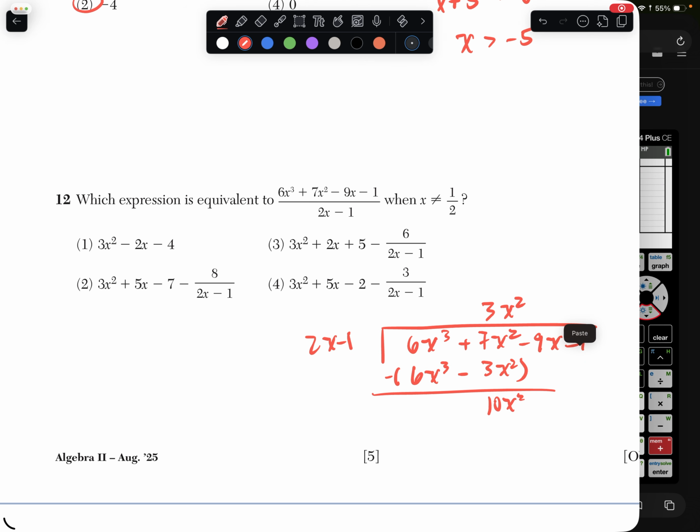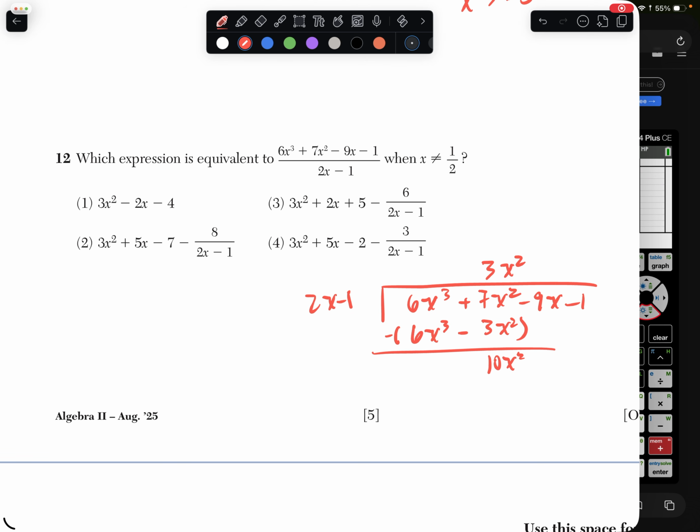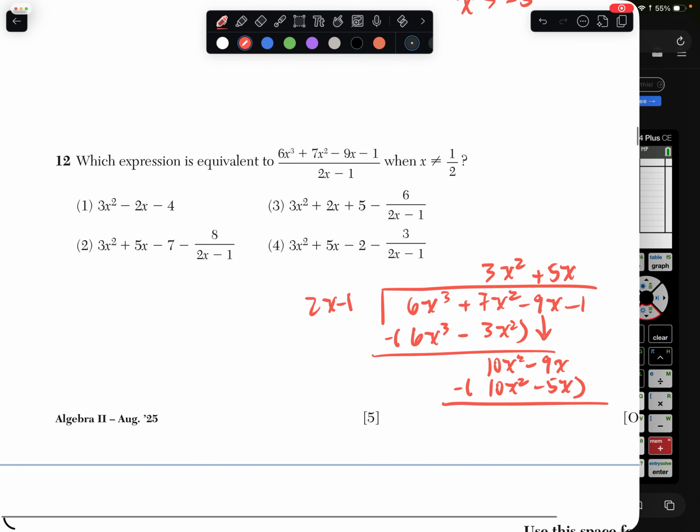Okay. When I bring this down, I get minus 9x. And then what do I multiply 2x by to get 10x squared? I multiply by positive 5x. It becomes 10x squared, and then minus 5x. And then now I'm going to subtract again. Negative 9x minus negative 5x, that's going to be negative 4x.